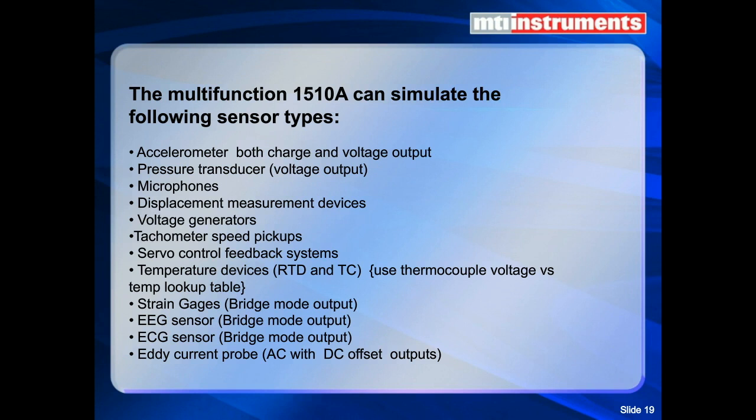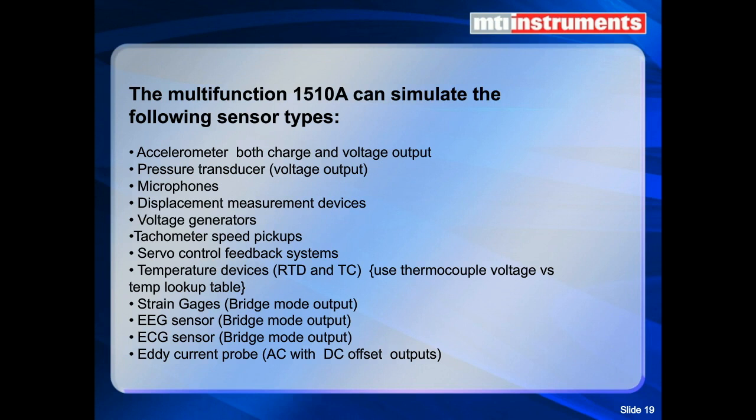Pressure transducers are typically voltage-type outputs. So what you would do is disconnect the pressure transducer from your system and then generate a voltage proportional to the pressure to check your system. We can simulate microphones, and you can actually use the sweep function in the signal generator to check the frequency response of an amplifier. Displacement measurement devices, a huge variety of displacement systems, one being LVDTs, produce a DC output or an AC output. You can simulate those also.